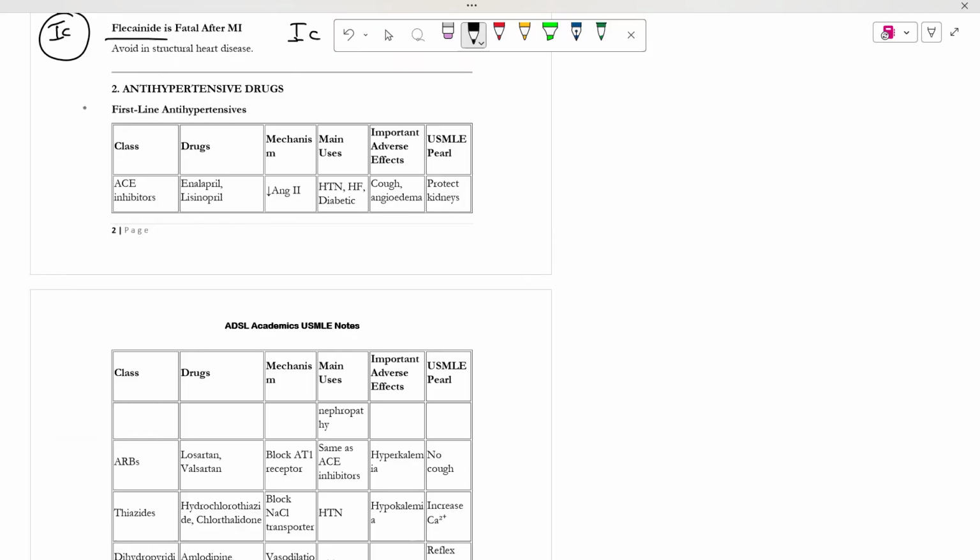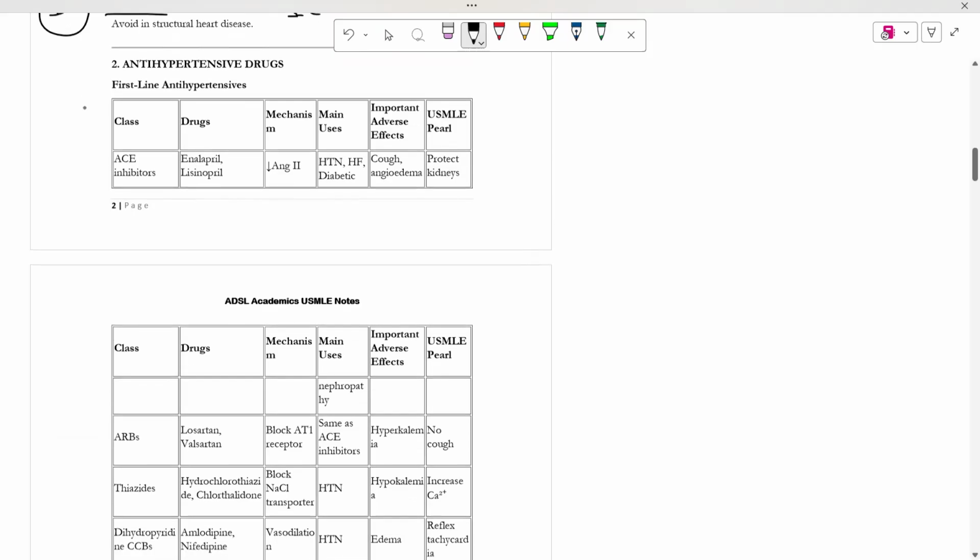Okay, so let's begin with antihypertensive drugs. Let us remember a very simple thing. Blood pressure is cardiac output into total peripheral resistance, which is equal to heart rate into stroke volume into total peripheral resistance.